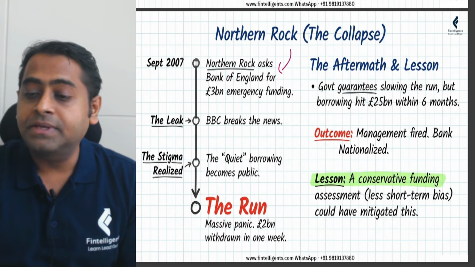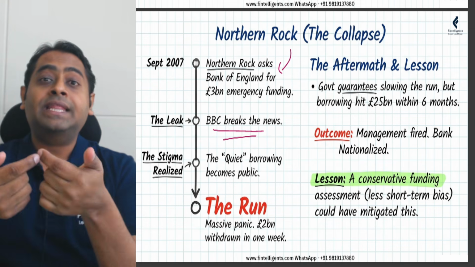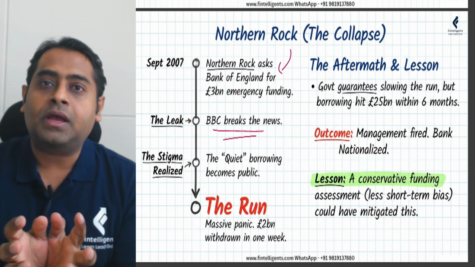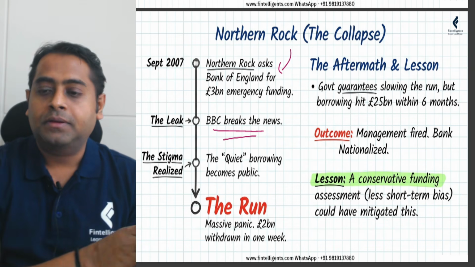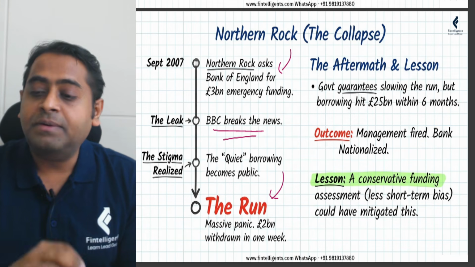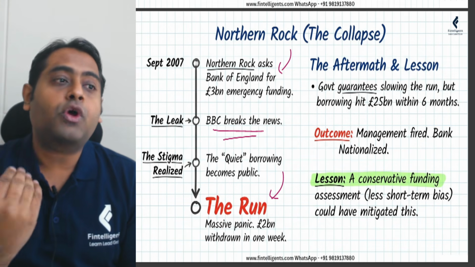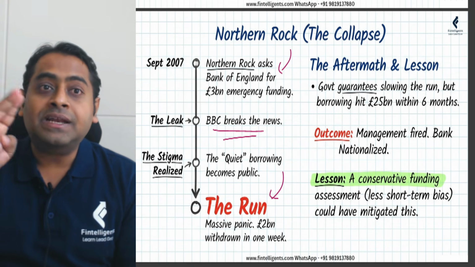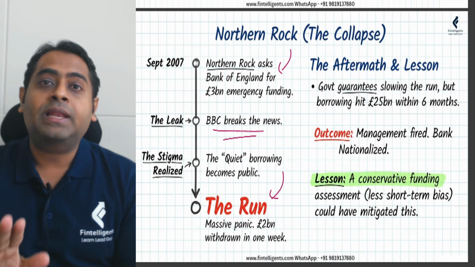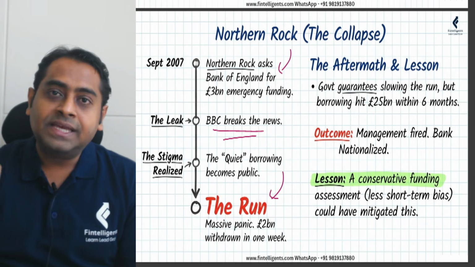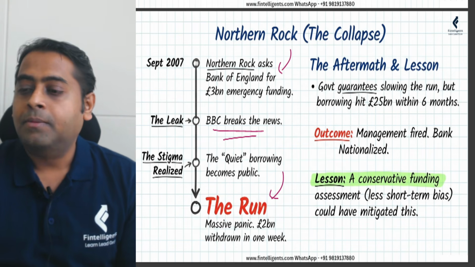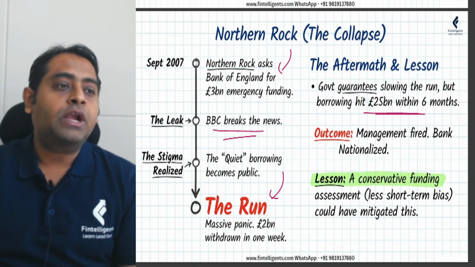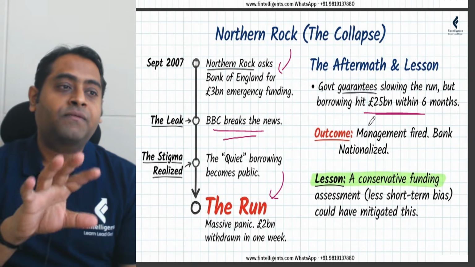Okay, and the BBC broke this news, and this created a panic in the market, and then the bank run happened. Bank run means everybody started going to the bank and withdrawing money. Once this happened, even the government and the central bank had to step in and tell people not to withdraw. There is a guarantee. We are there to protect you. But till that time, huge money had already gone out of the bank.